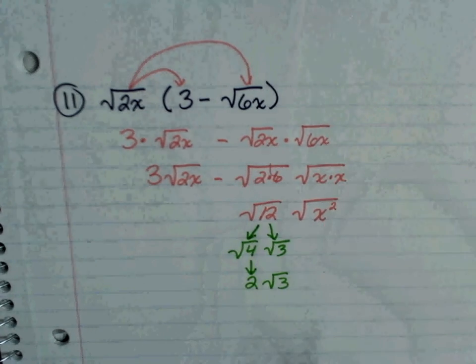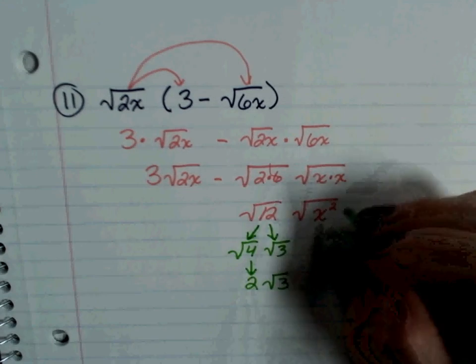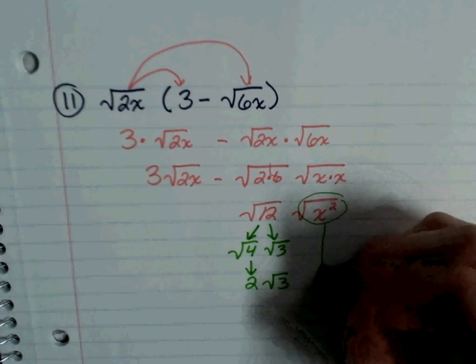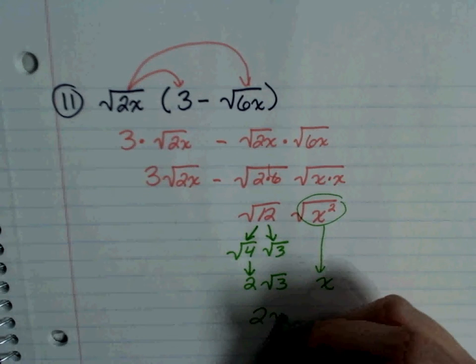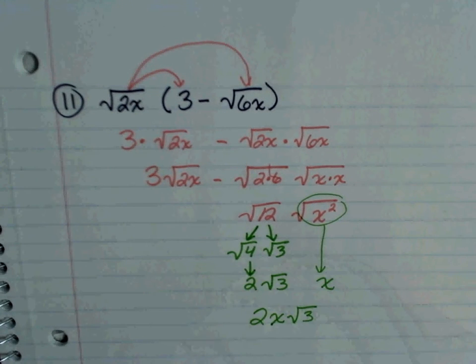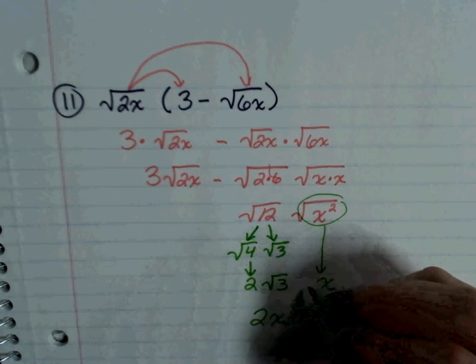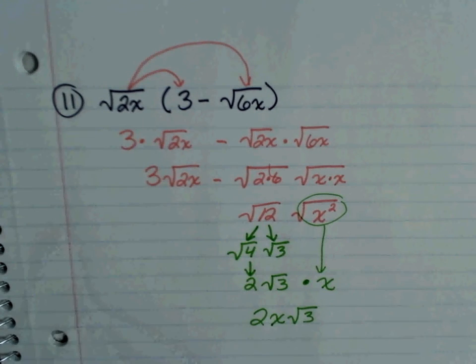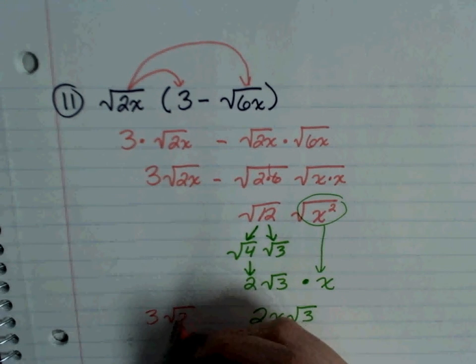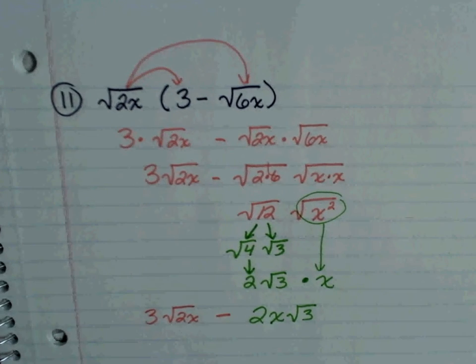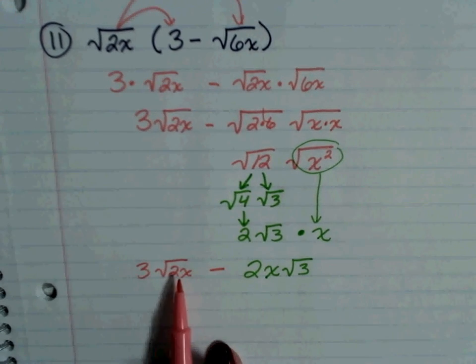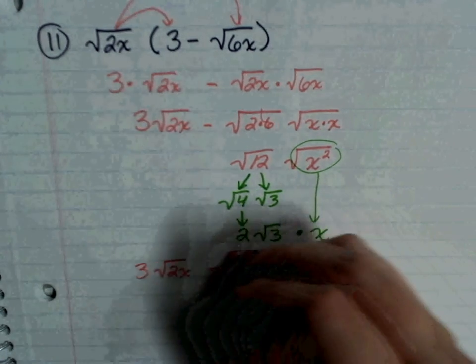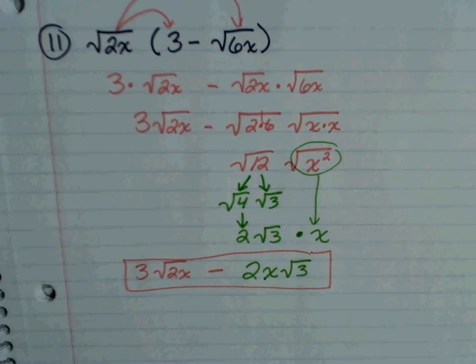Okay, so square root of 4 is going to give us a 2, so we now have 2 square roots of 3. And then we can simplify the square root of x squared. What is that going to simplify to? X. So the whole thing becomes 2x square root of 3. And we still have the front portion, which was 3 square root of 2x. Can we combine those? No, because they're not like radicals. We have a square root of 2x and we have a square root of 3. They're not the same. That's as finalized as that's going to get.